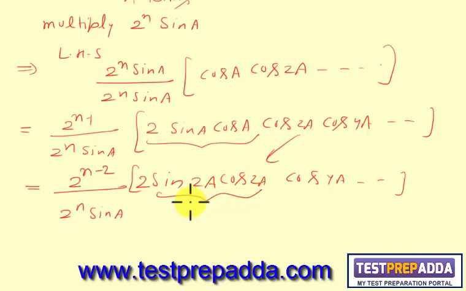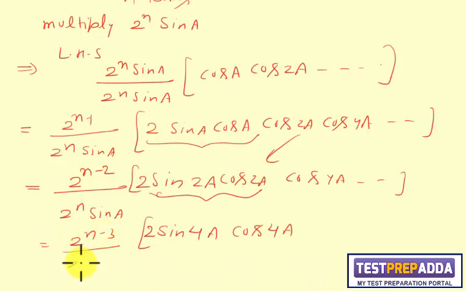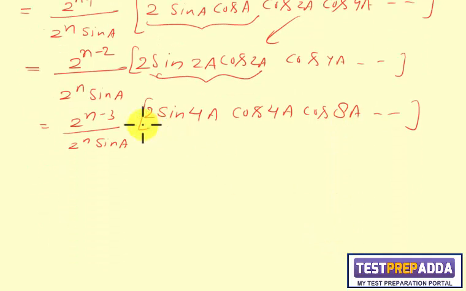What can we write for this? I can write this as sin 4A. Again, what will you do? You will introduce 1/2 here, and what will you get outside? 2 to the power n minus 3 upon 2 to the power n sin A, and here I'll write cos 8A and so on. So now 2 sin 4A cos 4A can be written as sin 8A.